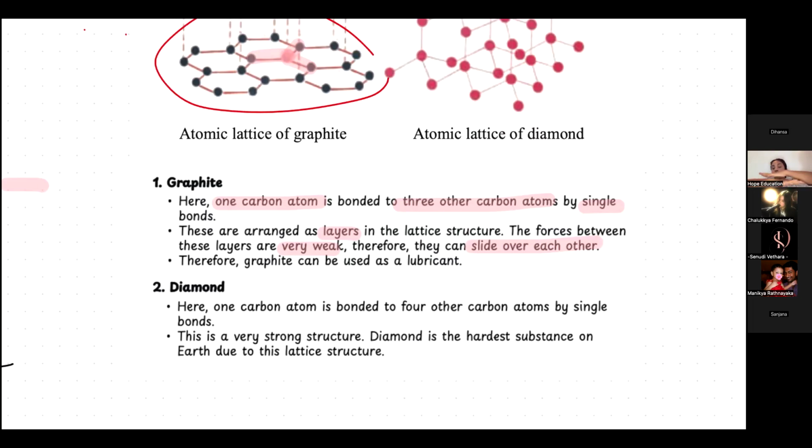That is why these layers can slide over each other. Therefore, graphite can be used as a lubricant. Usually graphite has a slippery texture, right? That is why it is used in many machines, where parts rub against each other.